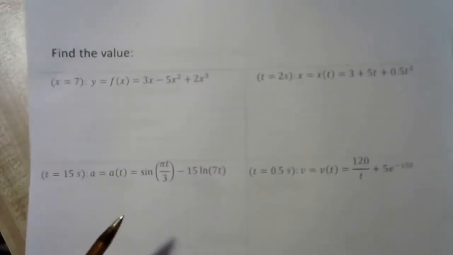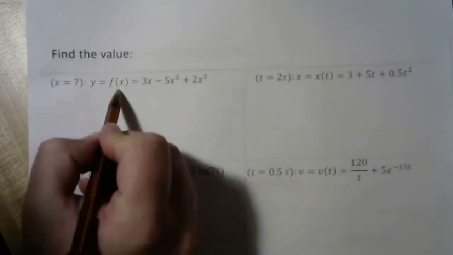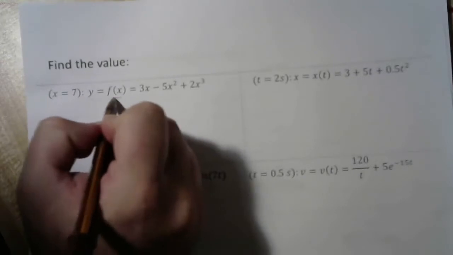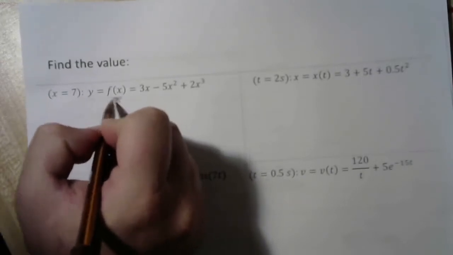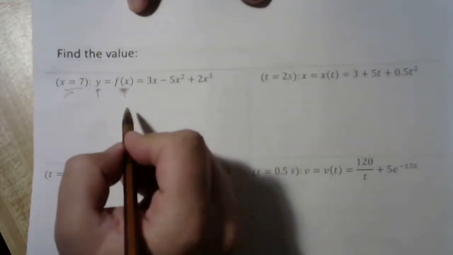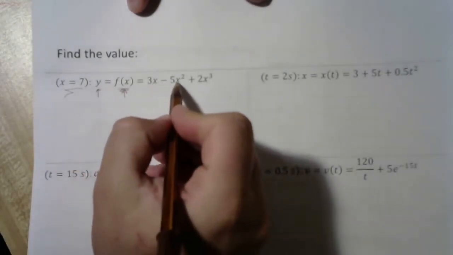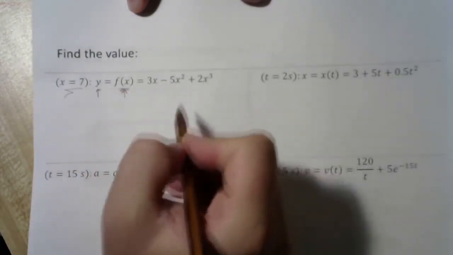Okay, I need to start these examples. I have many sheets now. I will start them with mathematics. What if I have a function f of x equal to y, and I need to find the value of this f of x or y at x equals 7? The function is 3x minus 5x squared plus 2x cubed.